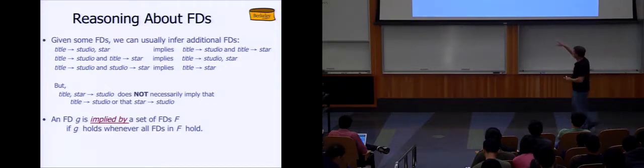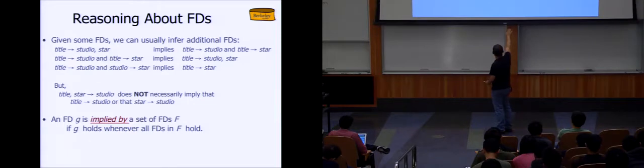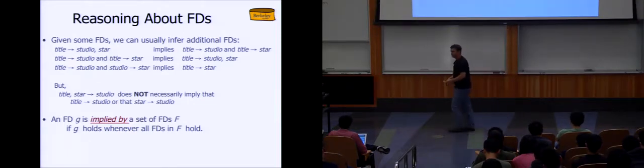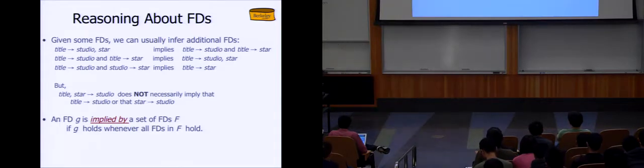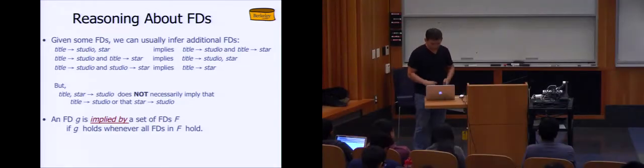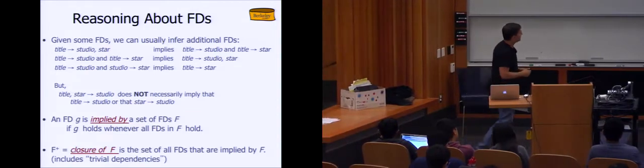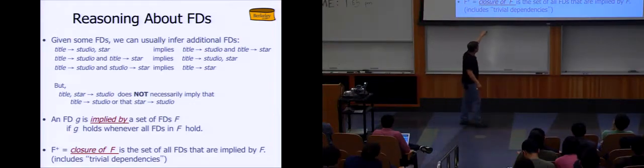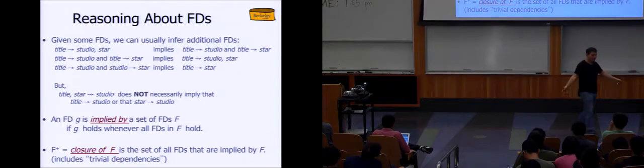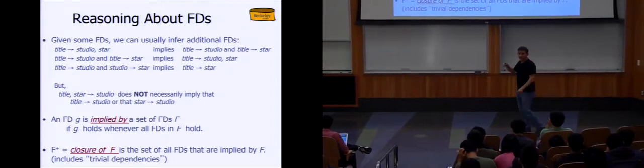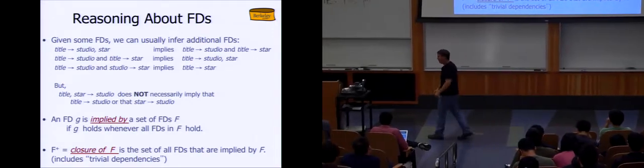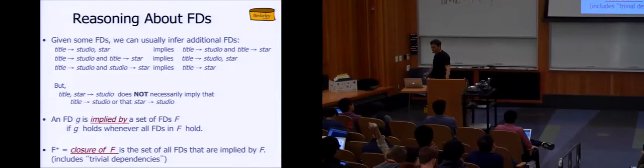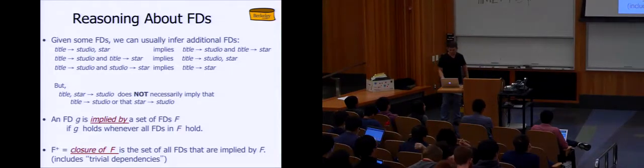This is almost definitional, right? The notion of implication here is whenever everything in F holds, then G holds, then we say G is implied by F. And whenever means for any state of the database, for any instance of the schema. So no matter what you put in a legal instance, this must be true. F plus is defined as following this implication rule until you get everything. So F plus is the closure of F. It's the set of all possible functional dependencies you could write down that are implied by F, including the trivial dependencies like L determines L. So the closure of F is all the functional dependencies that are true based on the ones you wrote down by implication. And we're going to need some simple rules of inference to be able to compute F plus. And here they are.